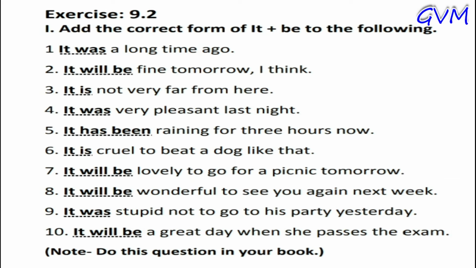Fifth, ___ raining for 3 hours now, and the answer is it has been. Sixth, ___ cruel to beat a dog like that, and the answer is it is. Seventh, ___ lovely to go for a picnic tomorrow, and the correct answer is it will be. Eighth, ___ wonderful to see you again next time, and the answer is it will be. Ninth, ___ stupid not to go to his party yesterday, and the answer is it was. Tenth, ___ a great day when she passes the exam, and the answer is it will be. My dear student, do these questions in your book.